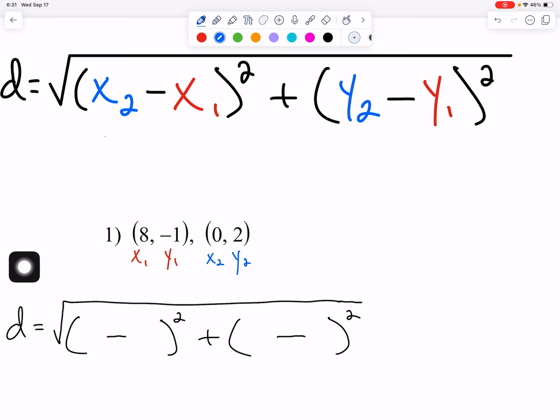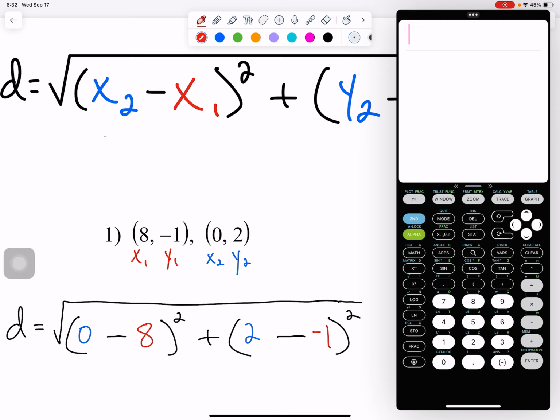I pre-built this just to save a little bit of time. You can do the same at home. It's calling for our x2, which is 0, so we're just going to plug a 0 in there. Then it's calling minus our x1, which is, okay, that's an 8. So let's plug an 8 in there. Then it's calling for y2, which is 2, minus our y1, which is negative 1. And I draw my subtraction just a little longer. That way I don't get confused in my calculator.